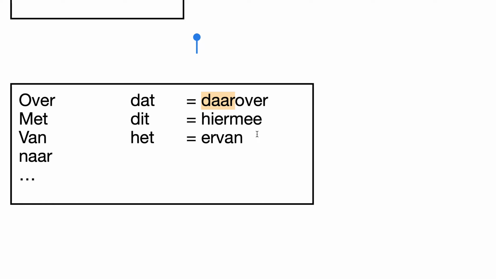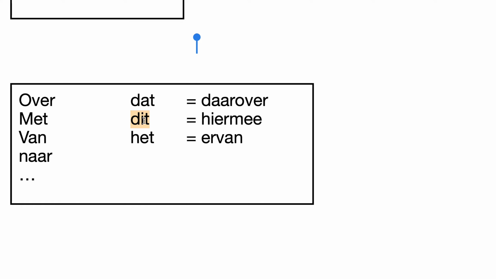And if you're not following, if this is a little bit too quick, we will see many more examples. This is just for you to understand, to grasp the concept of what's happening with these words. We're going to see more examples in just a bit. So if you're not following, no problem. Dat becomes daar, and over is put behind the daar.